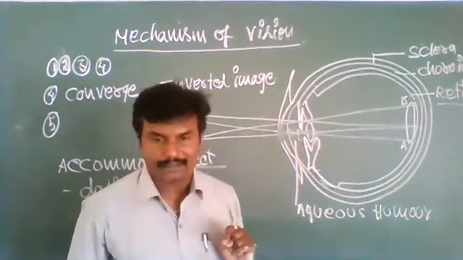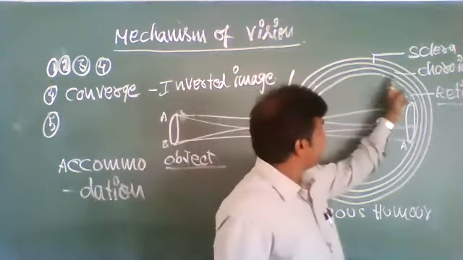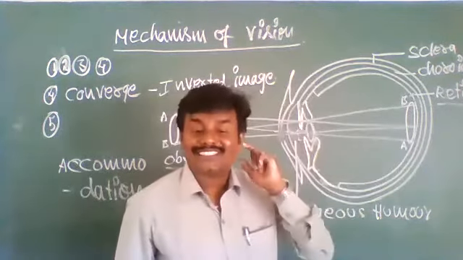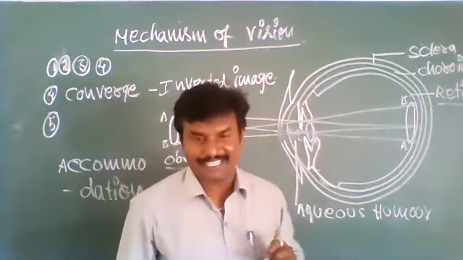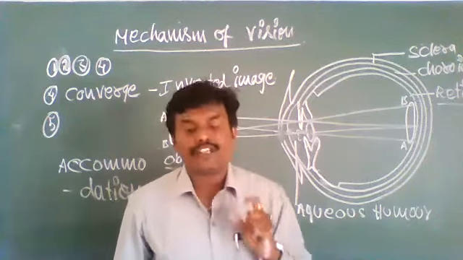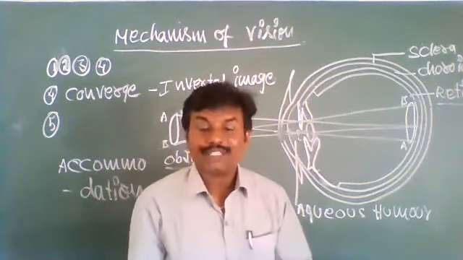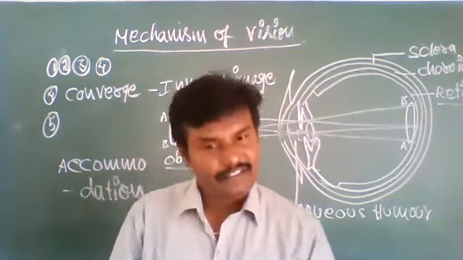That is one reason. Here, rods contain pigments, rhodopsin of rods, the rhodopsin pigment. If that pigment, or iodopsin of cones, is affected, due to that also a blur image is formed.